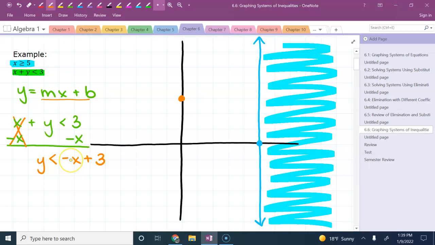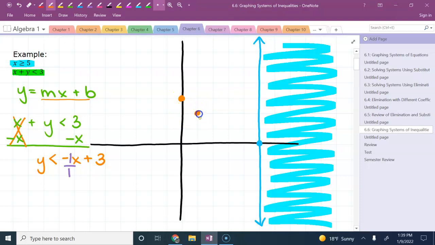Remember, the slope comes from in front of your x. And the x has a negative in front of it. So it's technically like a negative 1. And if we think about rise over run, we can put that over 1 as well. So it's negative 1 over 1. So from that first point, we are going to go down 1 and right 1.